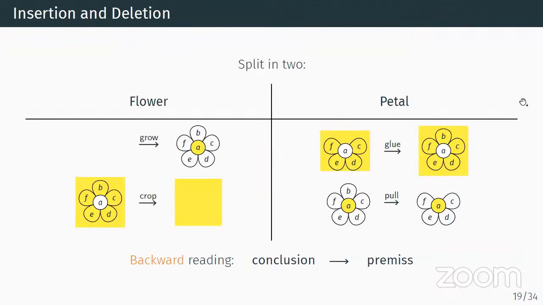So the insertion and deletion principles also apply here, but I have to split them in two versions, one for flowers, so I can grow a flower in a negative area or prune a flower in a positive area. And for petals, I can glue them, add a petal in a negative area, and I can also pull a petal in a positive area. And importantly here, I write the rules in this direction, from conclusion to premise. So logically, this means that the right-hand side implies the left-hand side.